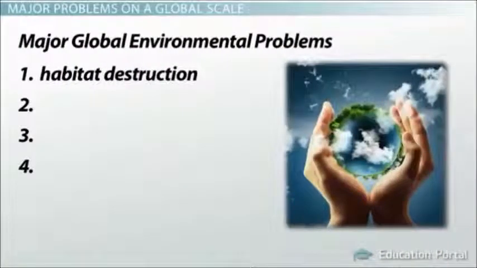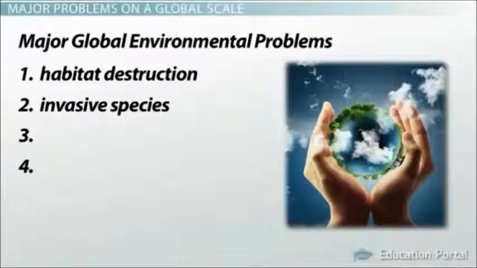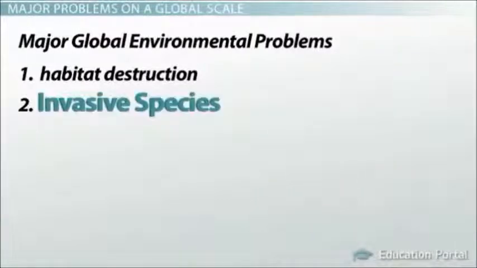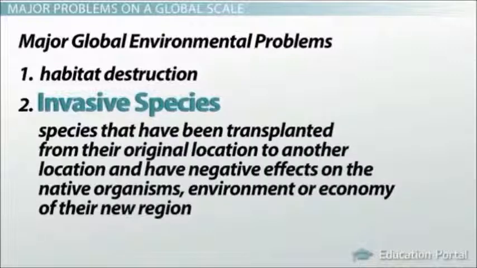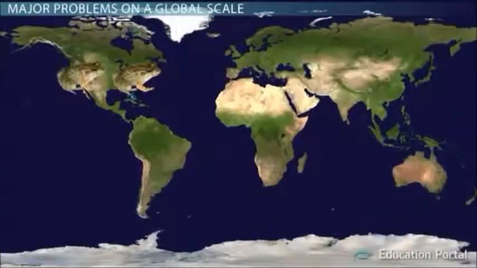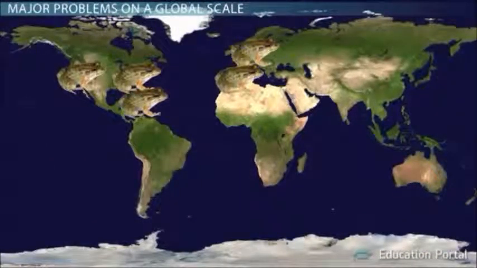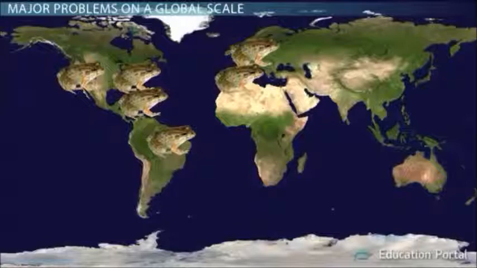The second major environmental problem that is occurring on a global scale is the harm caused by invasive species. Invasive species are species that have been transplanted from their original location to another location and have negative effects on the native organisms, environment, and economy of their new region. With the increase in globalization and world travel, the prevalence of invasive species has increased.